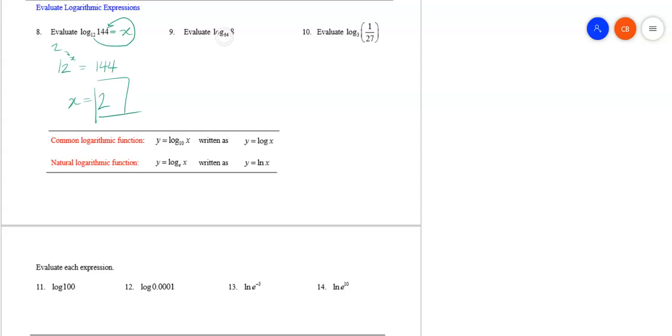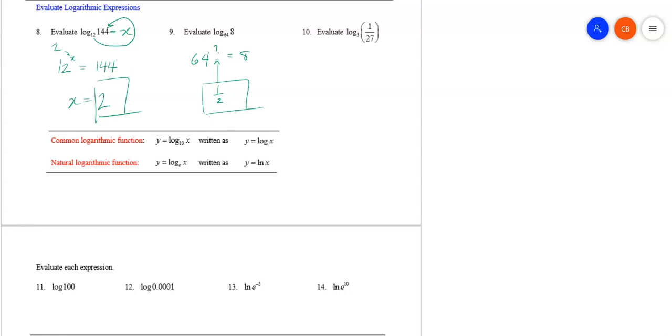We have something else for the next problem. 64 raised to some power is 8. That's the question. 64 raised to which power is equal to 8? Can you think of it? Of course, we know that the square root of 64 is 8, but square root is which power? It should be the 1/2 power. So that's actually the answer. Log base 64 of 8 is 1/2, because 64 raised to the 1/2 power is 8.